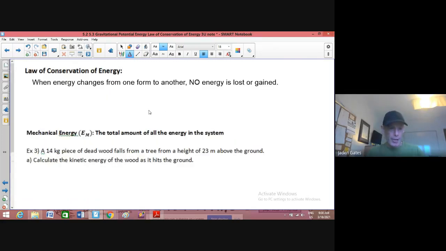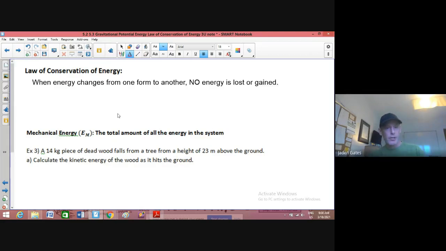Now, another definition here is what we call mechanical energy, EM. I don't know why they come up with this name. Usually math and science people are pretty boring when they label stuff, but I have no idea. But mechanical energy is simply the total amount of all the energy in the system.